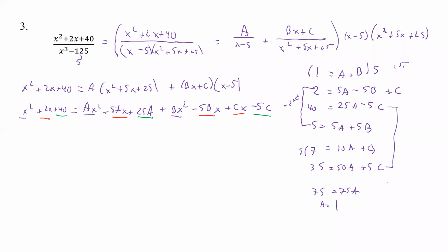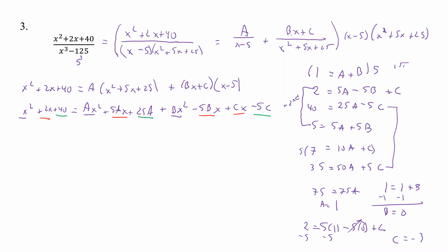Now I can plug that back into the first equation. 1 equals 1 plus b, minus 1 minus 1. Guess what? b equals 0 again. And so because of that, I can solve this equation or this one. It really doesn't matter. And so if I do maybe the second one this time just to be different, I'll have 2 equals 5 times 1 minus 5 times 0 plus c. Well, that's 0. 5 times 1 is 5. So if I subtract 5, I get c equals negative 3.